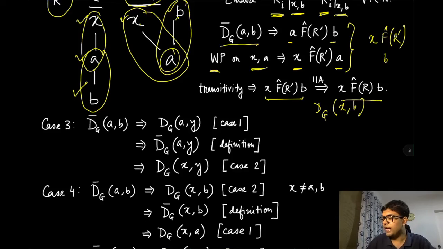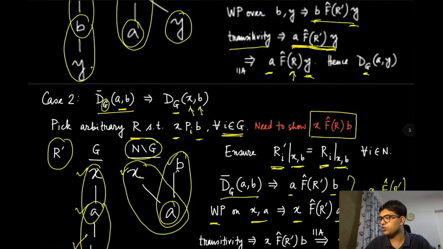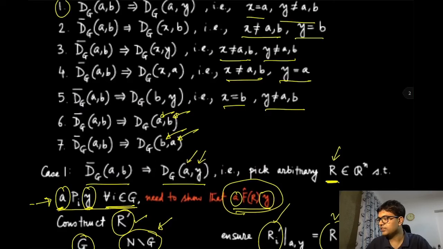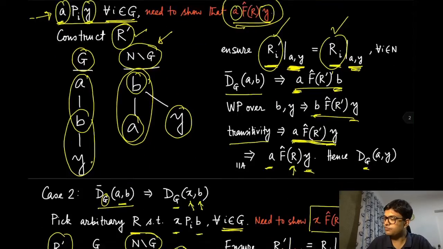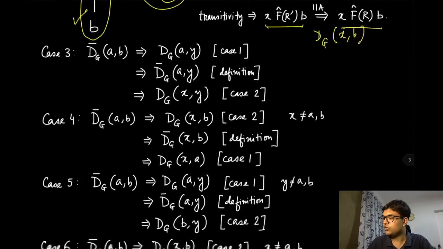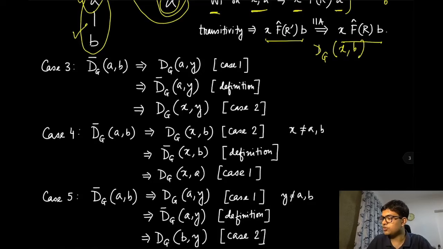So let's go back to case 3. Case 3 was the case where if you have almost decisiveness between A and B, then you are going to have decisiveness between X and Y where none of them are equal to A or B. So how should we do that? We do it one by one.